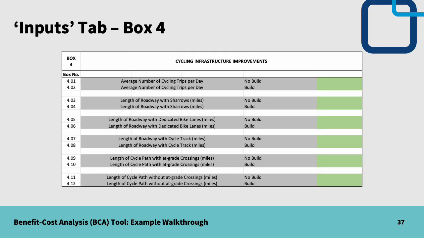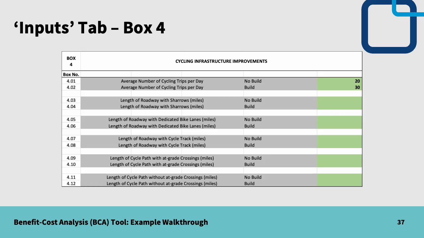Now we can move on to Box 4, cycling. Since our project is a shared use path, as we mentioned, there is a distinct cycling benefit in addition to the pedestrian walking benefit. First, we have the average number of cycling trips per day, just as we had with the walking component. Our data says there are 20 cycling trips per day without the new shared use path, but with the shared use path, we expect 30 trips.